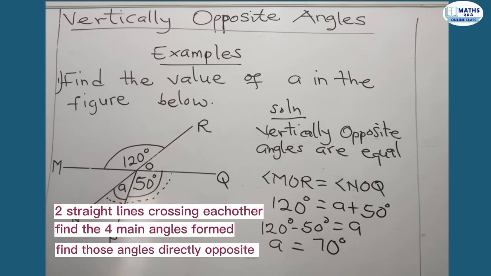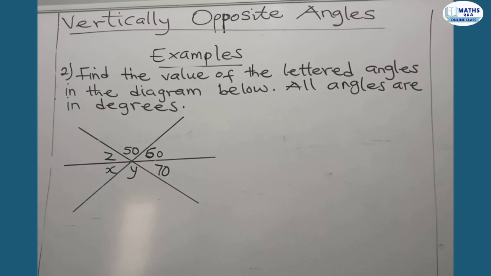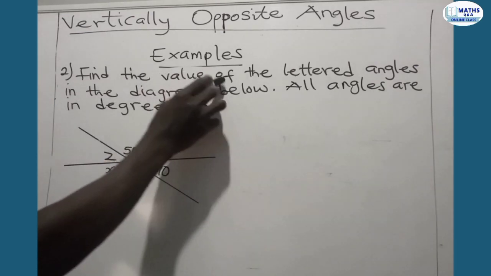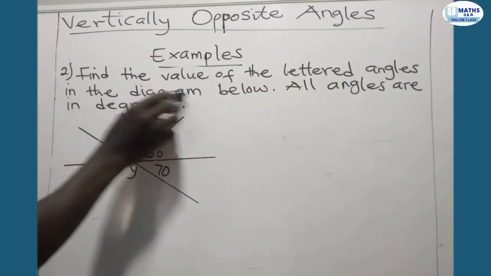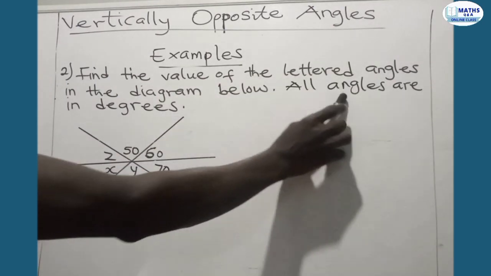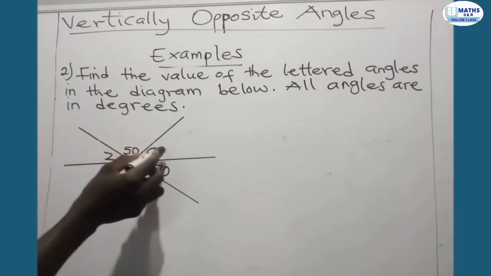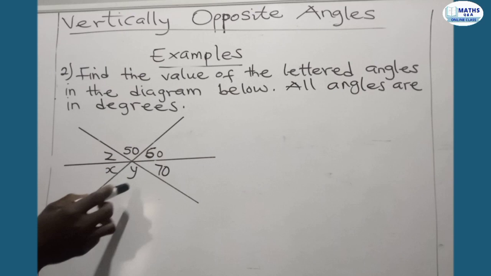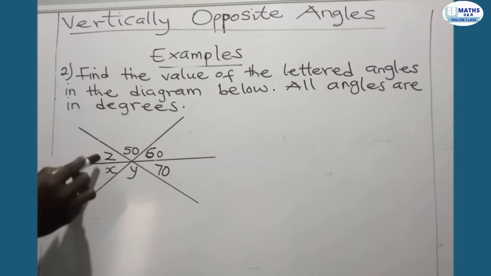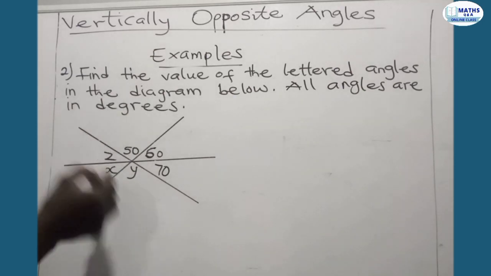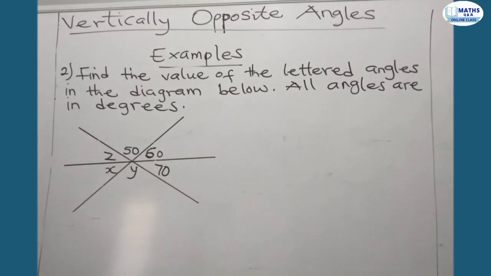Let's take the second example. Our next example is this figure. Find the value of the letter angles in the diagram below. That is this figure, and all angles are in degrees, okay? So we have 50 degrees, 60 degrees, 70 degrees, Y, X, and then Z. And we are told to find the value of the angles X, Y, Z, okay?